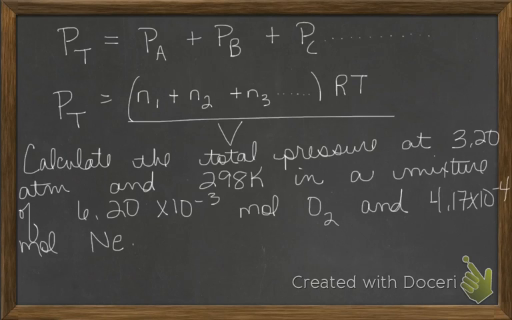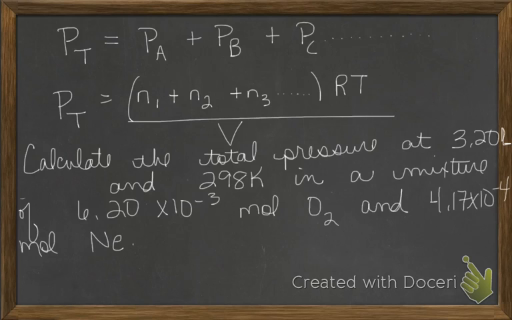So let's apply this concept to this problem. Calculate the total pressure at 3.2, it's not atmospheres, is it? Because we're calculating the pressure at 3.2 liters and 298 Kelvin in a gas mixture that is 6.2 times 10 to the minus 3 moles of oxygen and 4.17 times 10 to the minus 4 moles of neon.